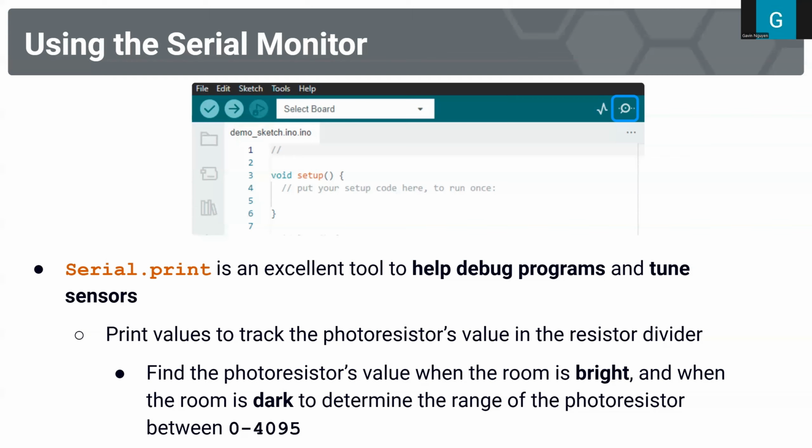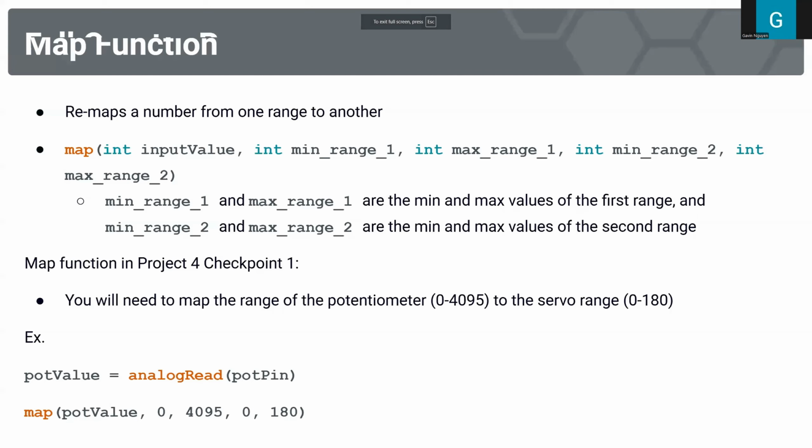This is so that we can find the photoresistor's value when the room is the brightest and also when the room is the darkest, so that we can determine the range of the photoresistor, and that value, the minimum value and the maximum value, is going to be some number between 0 and 4095. So after you've tuned your photoresistor and found the minimum value and the maximum value where the room is the brightest or when the room is the darkest, and by the way, this process, you're going to use the serial monitor to find these values.